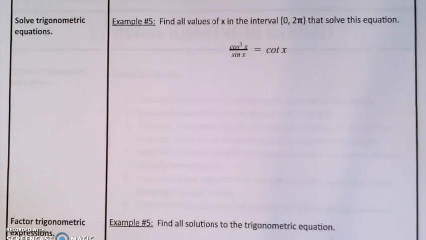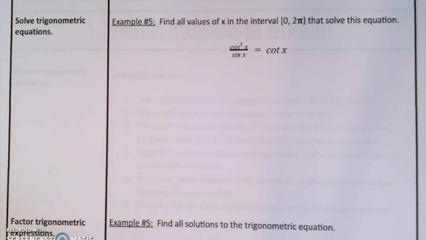All right, moving on to page 118, looking at example 5: find all values of x in the interval from 0 to 2 pi that solve this equation. So we're looking for one full cycle of the unit circle. What values of x make cosine cubed of x divided by sine of x equal to cotangent of x?